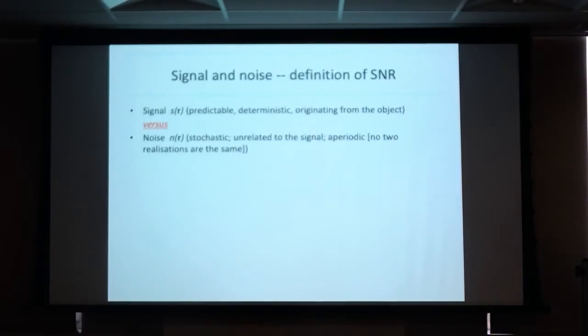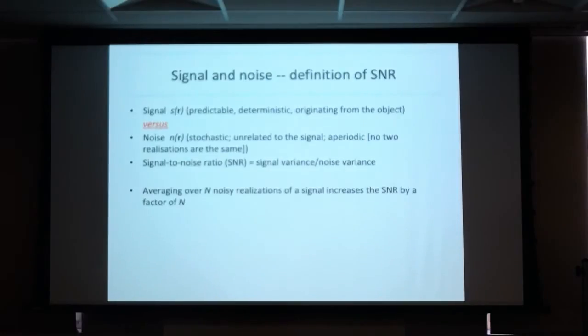Now the noise part in electron micrographs is very, very large. It's 10 times as large as the signal part. And the signal-to-noise ratio is defined, or at least we use this definition in electron microscopy, as the signal variance divided by the noise variance. So now, averaging over n noisy realizations of a signal increases the signal-to-noise ratio by a factor of n. Okay.